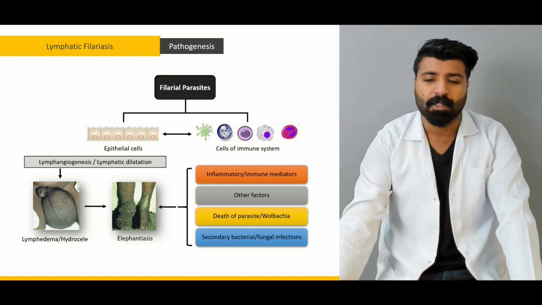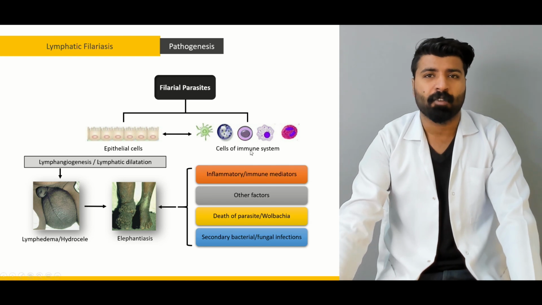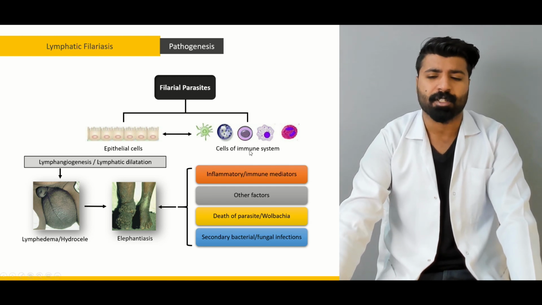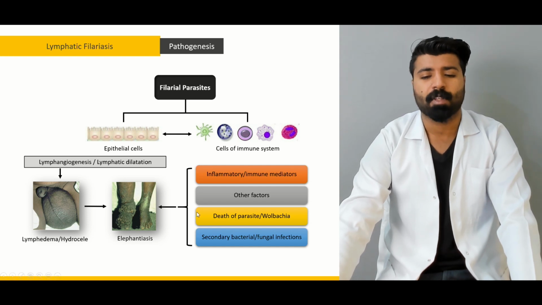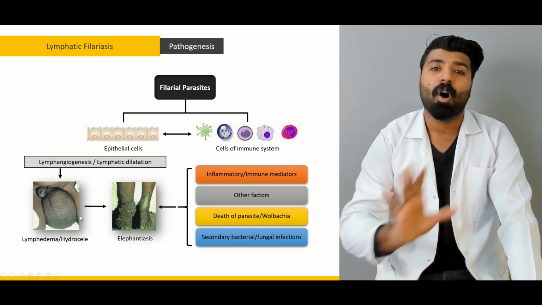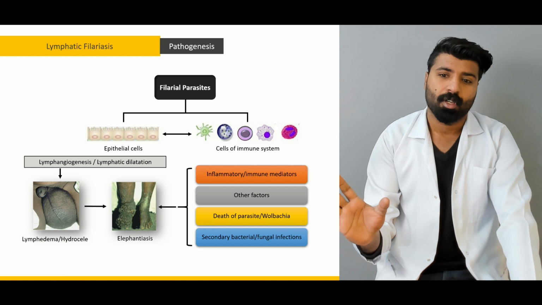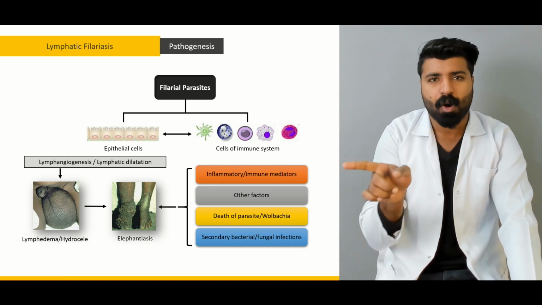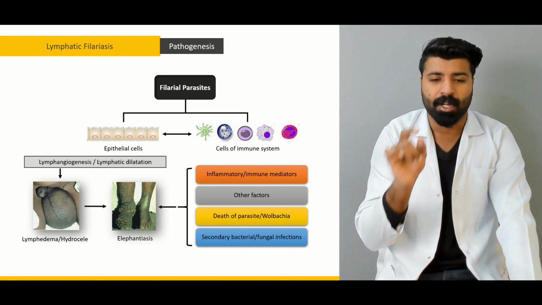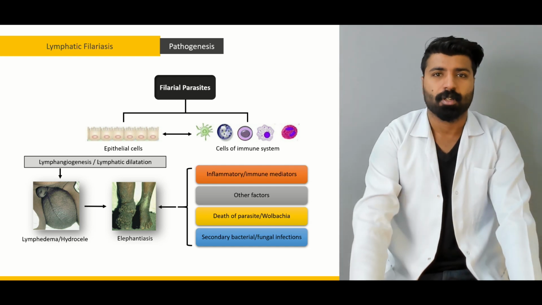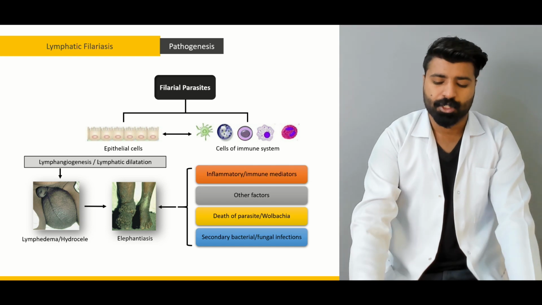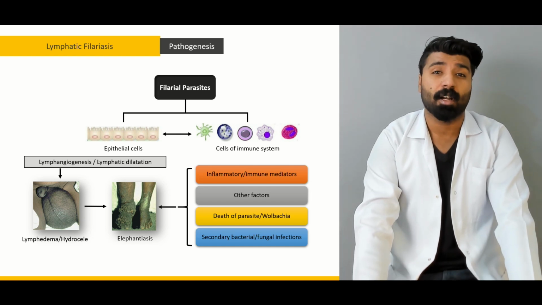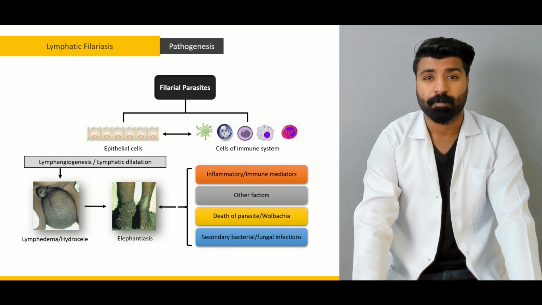So these all four factors, inflammatory mediators, immune mediators, deaths of parasites, Wolbachia, and secondary infections, all of this will again lead to elephantiasis, lymphedema, hydroceles; all of these will be repeated. So the filarial parasite, no matter where it goes, to epithelial levels or cells of the immune system, is going to get into this stage until it's controlled by drug therapy or surgical therapy.